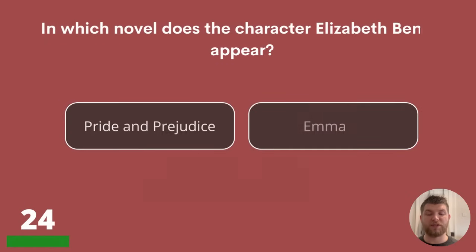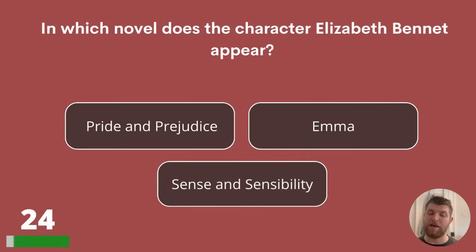24. In which novel does the character Elizabeth Bennet appear? Pride and Prejudice, Emma, or Sense and Sensibility?